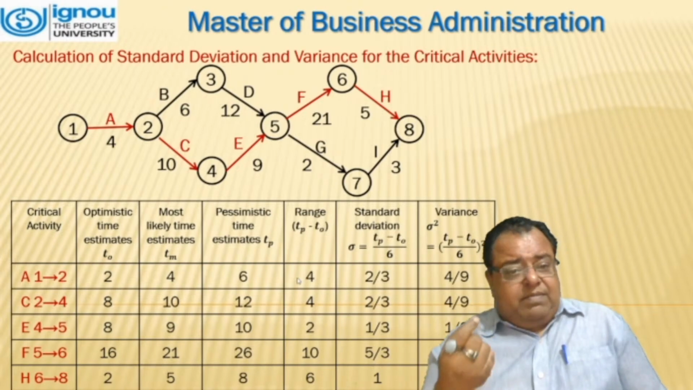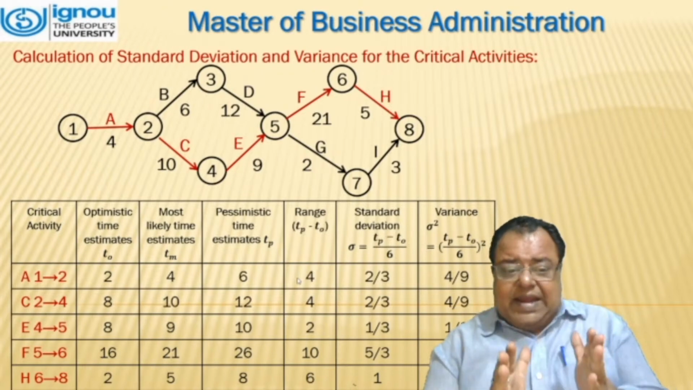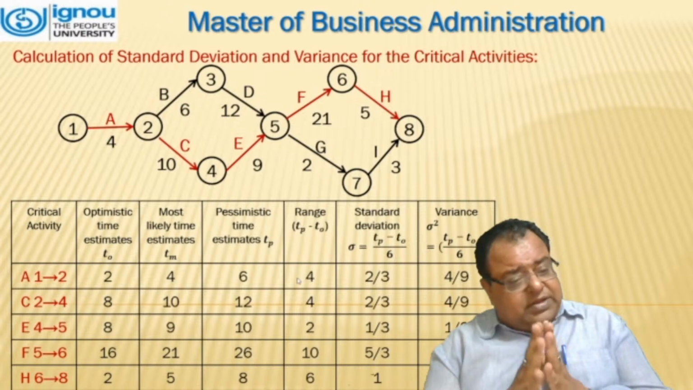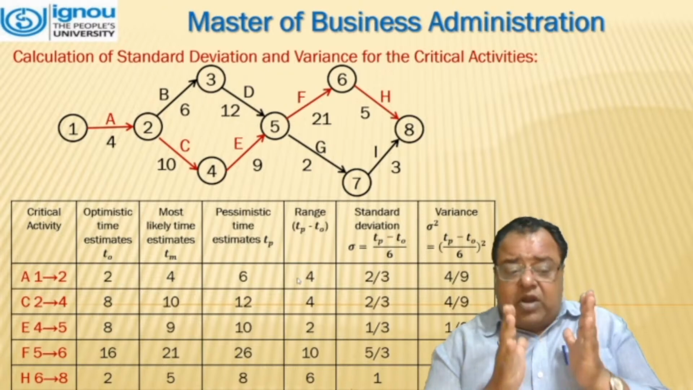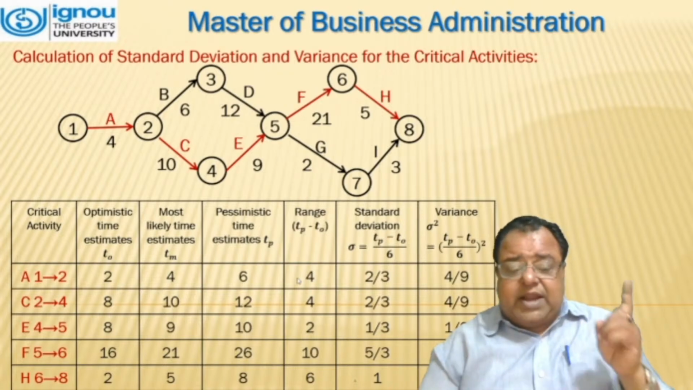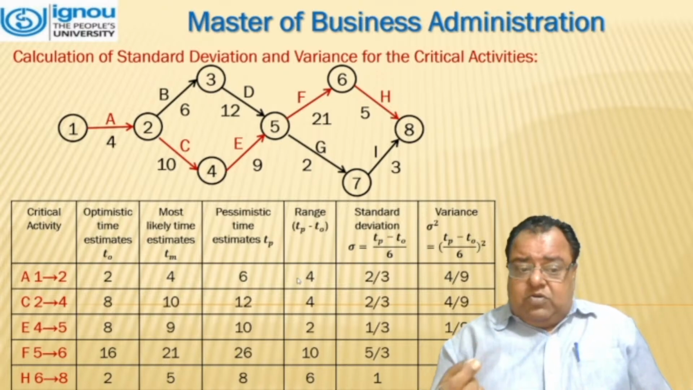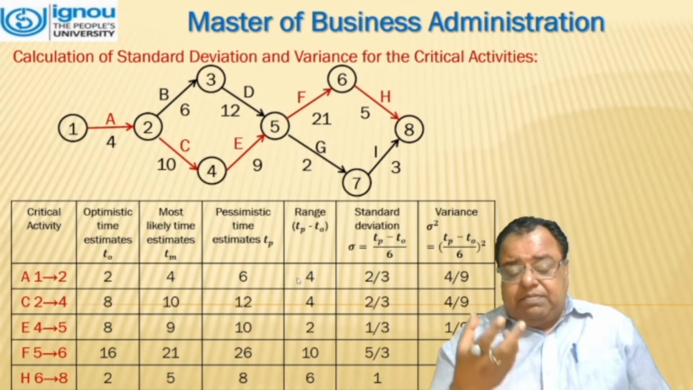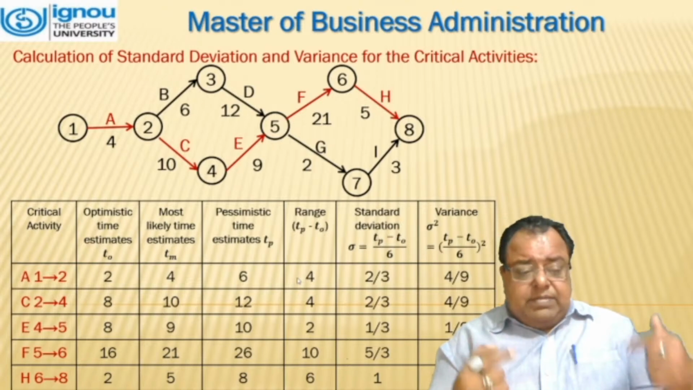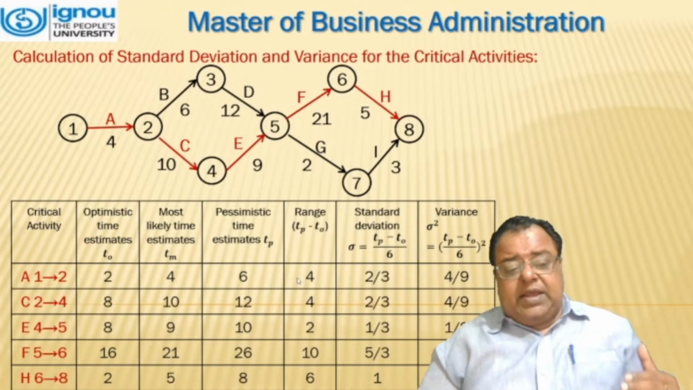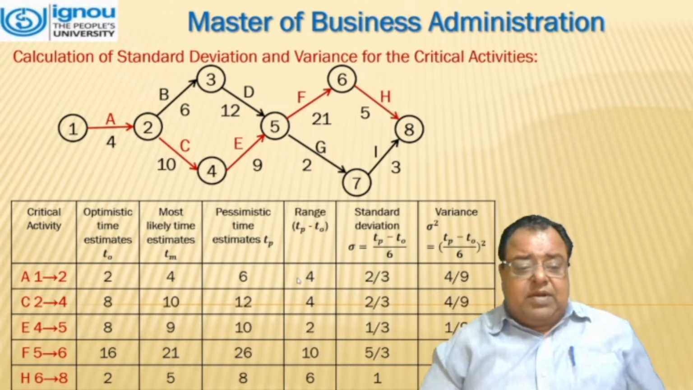The CPM diagram is in front of you. The optimistic time, most likely time, and the pessimistic time are known to us. It was given, so we will be taking these values for our critical activities. That will be critical activity A. It is moving from 1 to 2. Its optimistic time, pessimistic time, and the most likely time will be taken from the table. Similarly, for activities C, E, F, and H, all these 5 activities, the table will be made.